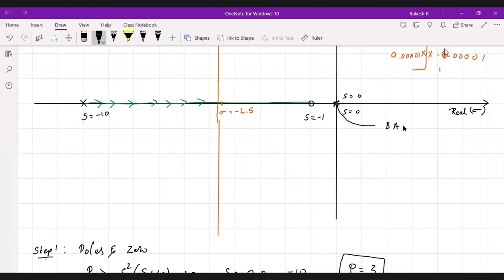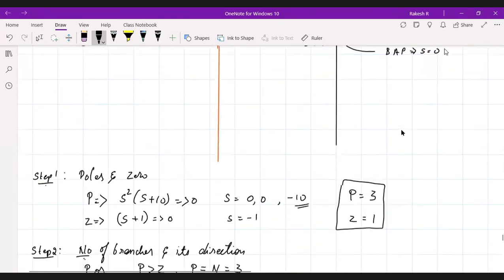Why have I taken this as a valid breakaway point? Because this point S equals 0 is existing in between two poles. So this is a breakaway point. Two poles are there here. This is S equals 0 and S equals 0. So this is a breakaway point here, right.